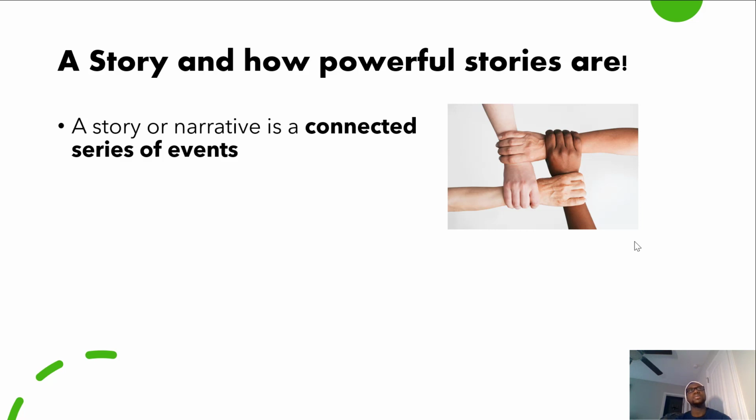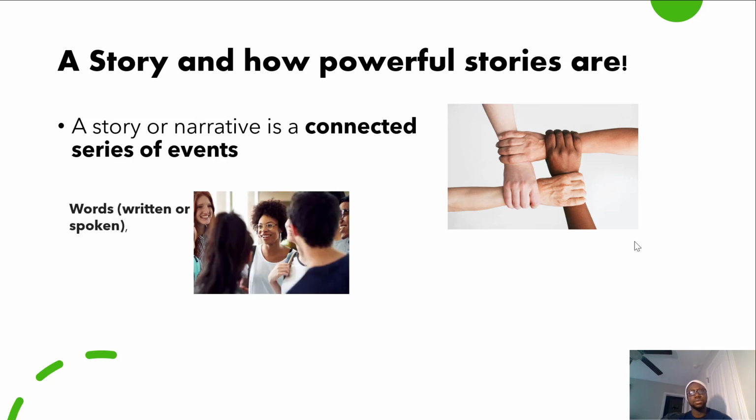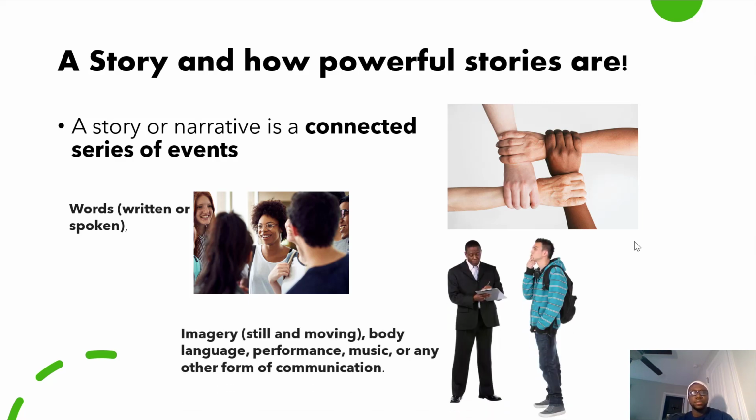So, what is a story? A story or a narrative is a connected series of events told through words. So, these words could be written or spoken. It could also be imagery. So this imagery could be still, it could be moving. We also use body language, performance, music, or any form of communication.